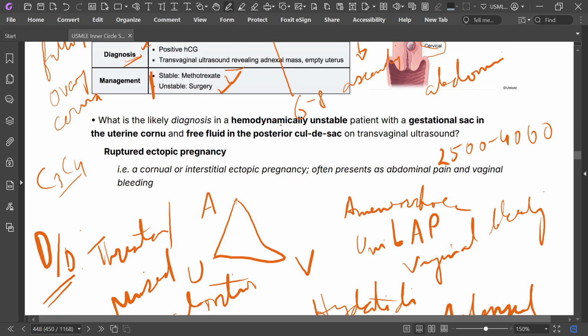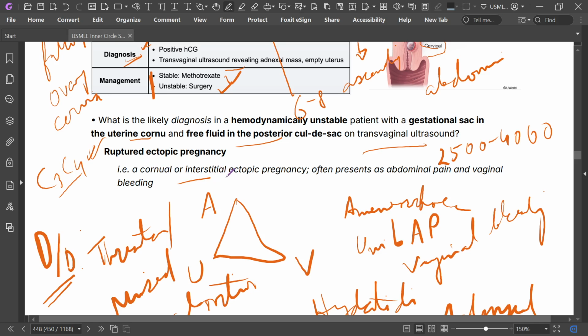Okay, what is the likely diagnosis in a hemodynamically unstable patient with a gestational sac in the intrauterine cavity and free fluid in the posterior cul-de-sac on transvaginal ultrasound? It is a ruptured ectopic pregnancy.